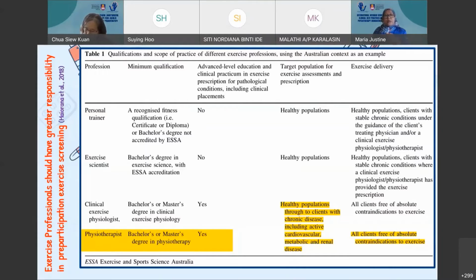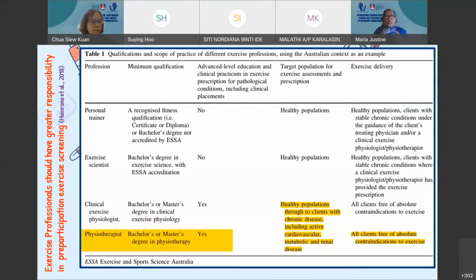So now, who are the target population for exercise assessment and prescriptions? For personal trainers and exercise scientists, their scope of practice is only targeted at healthy populations. Unlike the clinical exercise physiologists and physiotherapists, okay, you can see there, clinical exercise physiologists have this terminology, clinical, so that probably indicates to you that in their previous study, they also learned about pathological conditions.